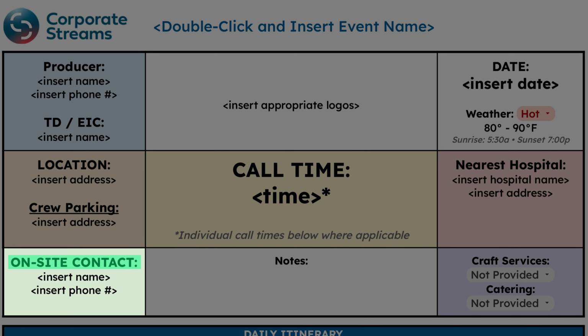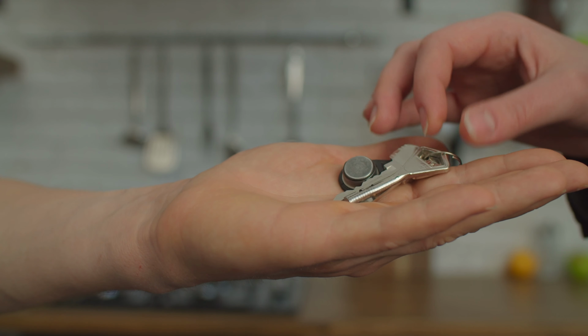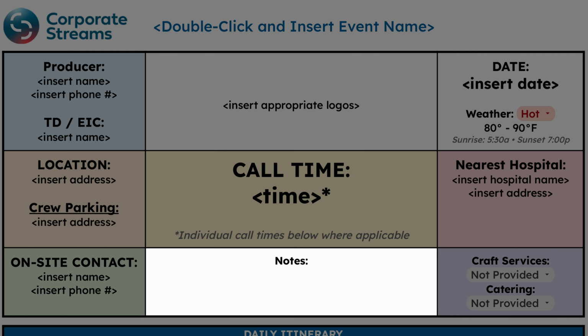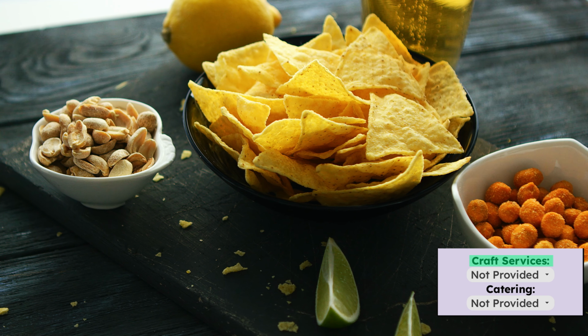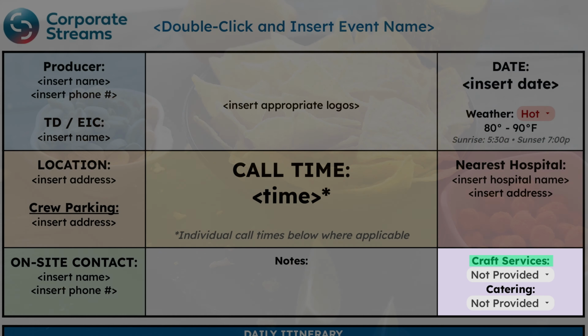On-site contact. This on-site person is someone who usually has keys that can unlock doors or get us where we need. And then if there's any general notes for the day, it'll be in that bottom center section of this first area. Craft service is usually snacks, not necessarily lunch. And so we can say whether it's not provided or provided so the crew can get that heads up. And then catering is usually a full meal that's provided by the production company.